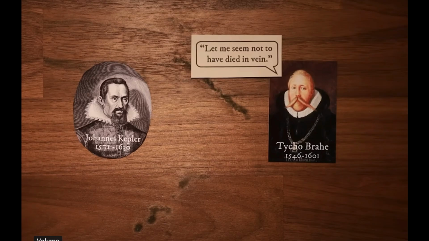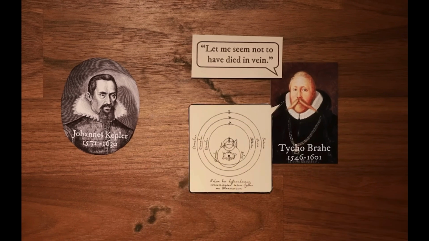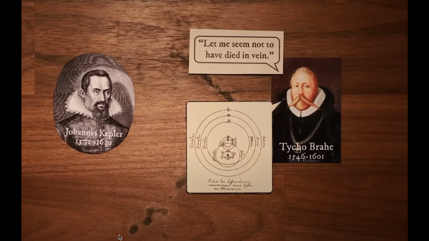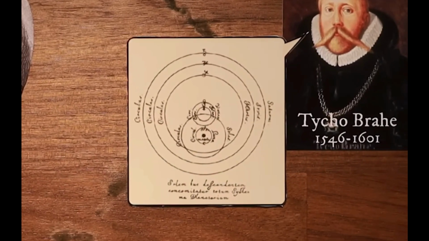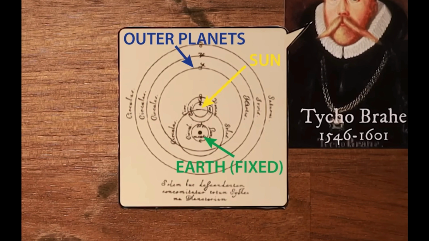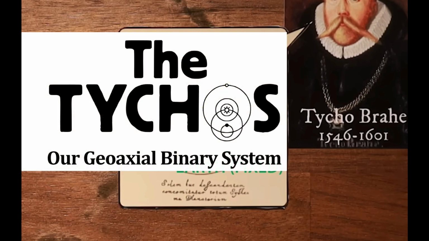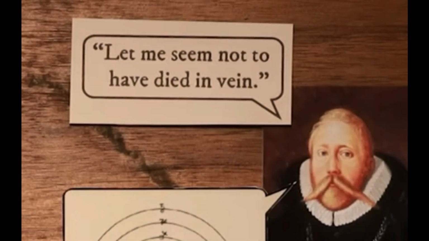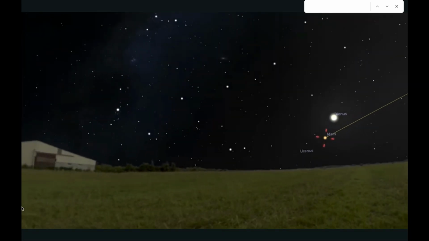This just sets the table for what's coming. Some believe that the motions of Mars and the other planets were a result of his own model of the solar system, where the Sun orbits around the stationary Earth, and the planets orbit around the Sun. But Tycho, you didn't die in vain, and I will not let this vein of comedy go unmined either.